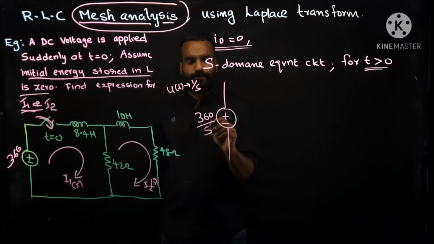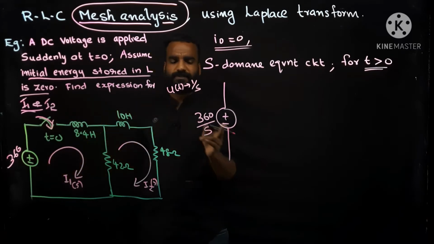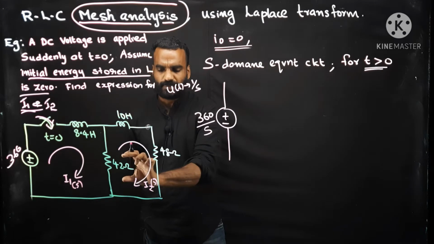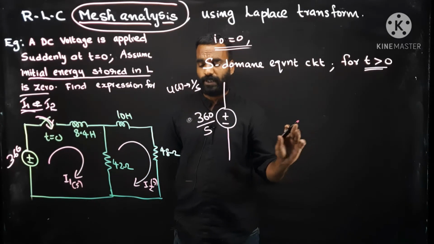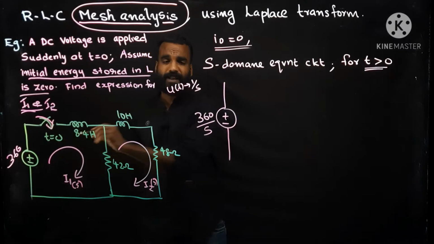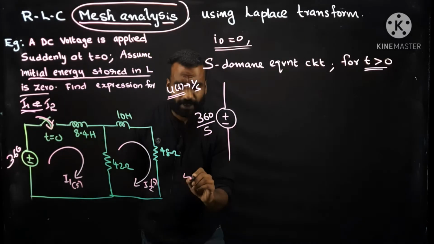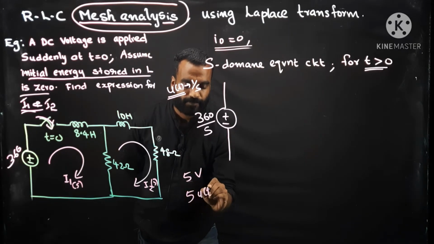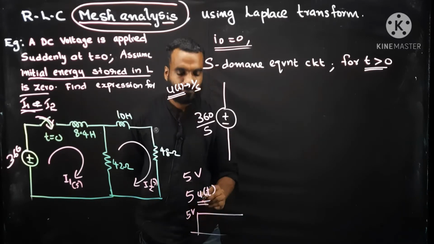Do you have any confusion about how we are transforming 360 to 360 by s? If it is a constant, like a resistor, we have to take it as that constant only. But if it is a function of time, that's why every voltage source is represented that way. If it is a 5 volt source, it is nothing but 5 into u of t. It's a function of time.